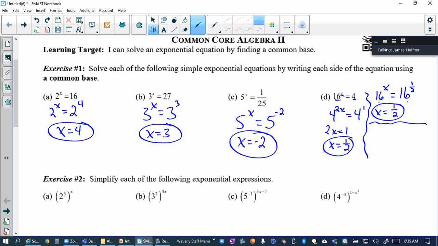Boy, there's another way to do it. Let's think about this. Could I write both of these as powers of 2? Let's take the 16 to the x.